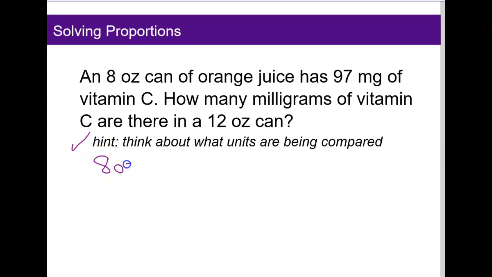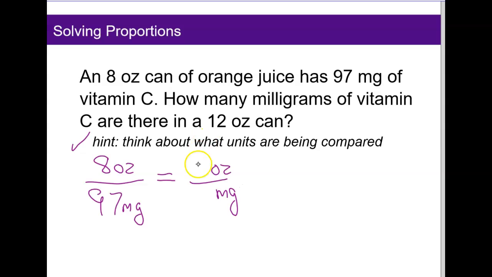I've got 8 ounces of orange juice. It has 97 milligrams of vitamin C. So if on the left side of my proportion I'm comparing ounces to milligrams, then I better compare the same thing on the right side, ounces to milligrams. So how many milligrams are there in a 12-ounce can? 12 ounces in my numerator and my variable in my denominator.